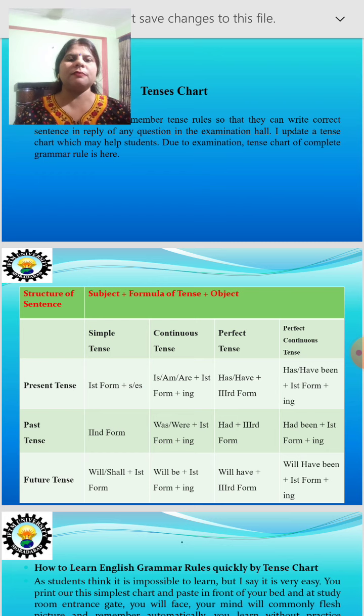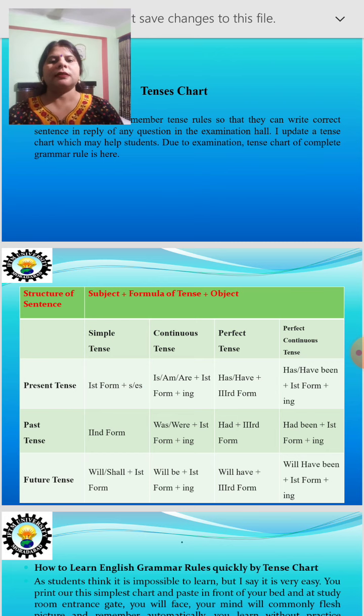In continuous tense, we use Ram is going to school. Ram is singular, so we will use is plus first form plus ing. Ram is going to school. And in perfect tense, it means the work is already finished. Ram has gone to school. And in perfect continuous tense, Ram has been going to school.